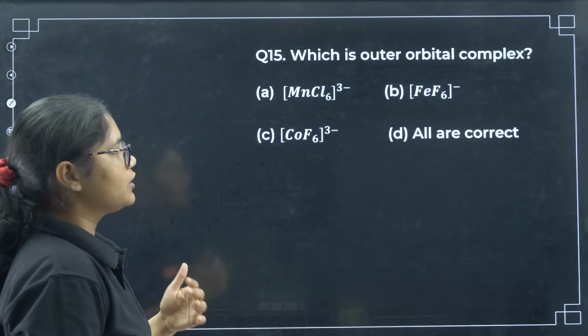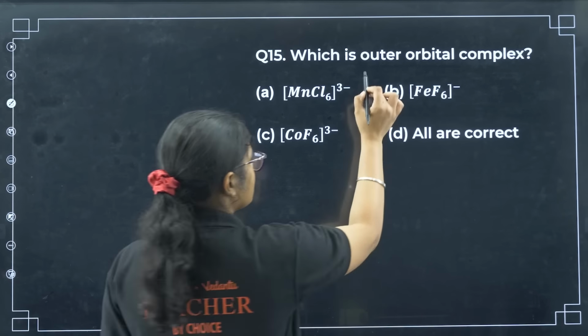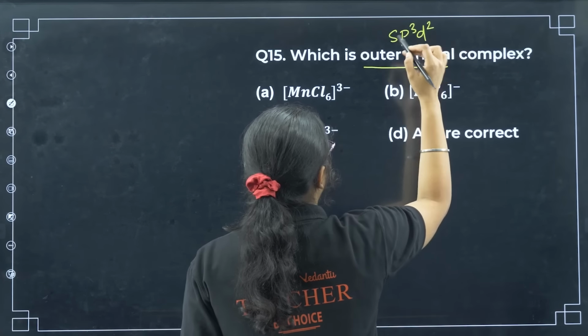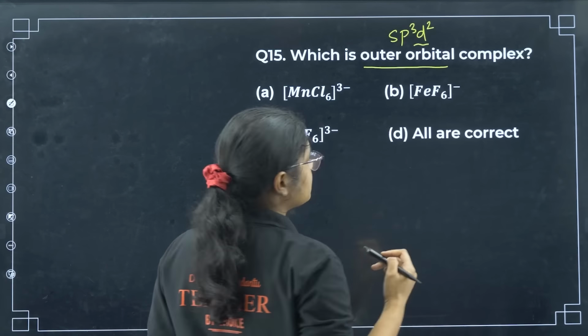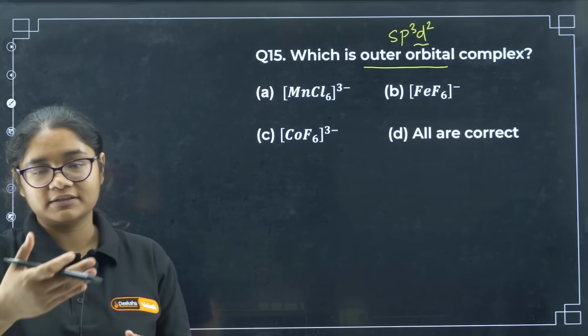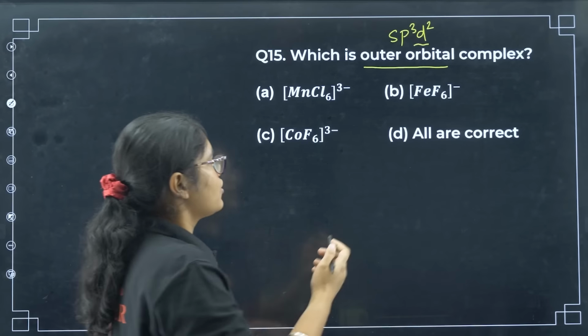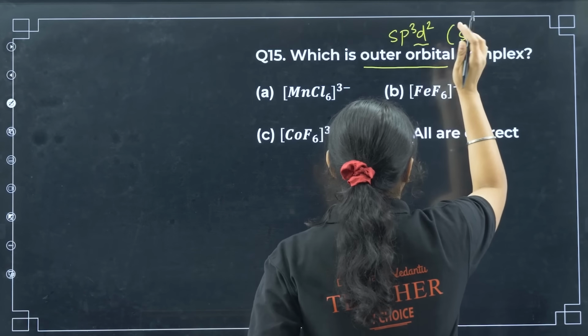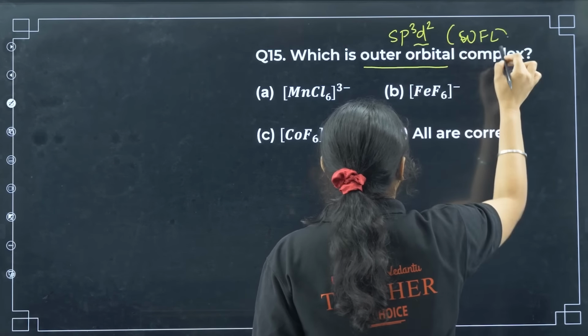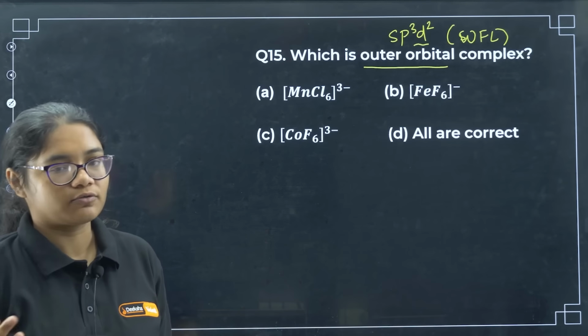Next, which is an outer orbital complex? So outer orbital complex will give you sp3d2 hybridization, where we use the outer d orbital. And if you remember, as I told you, d2sp3 is for inner orbital, and sp3d2, outer orbital, is for weak field ligand, okay, and inner orbital is generally for strong field ligand.